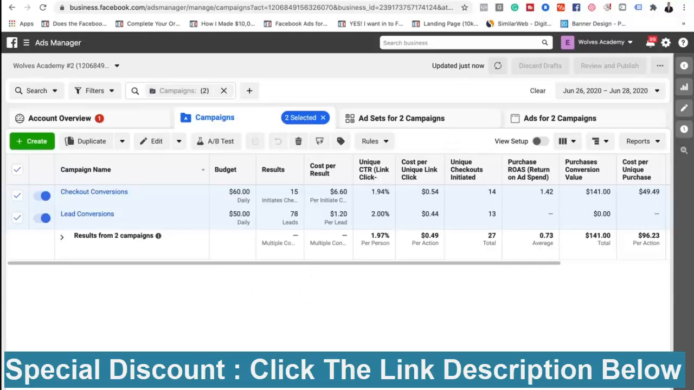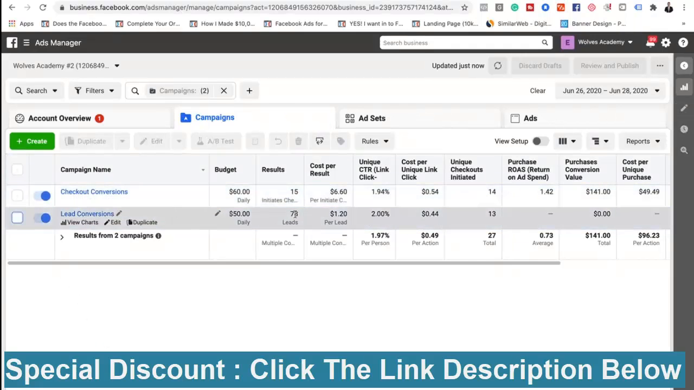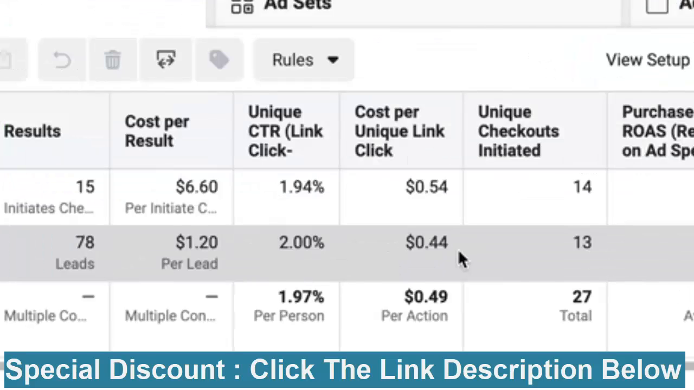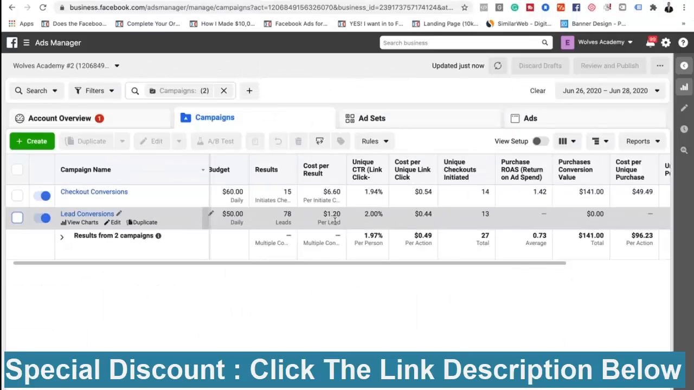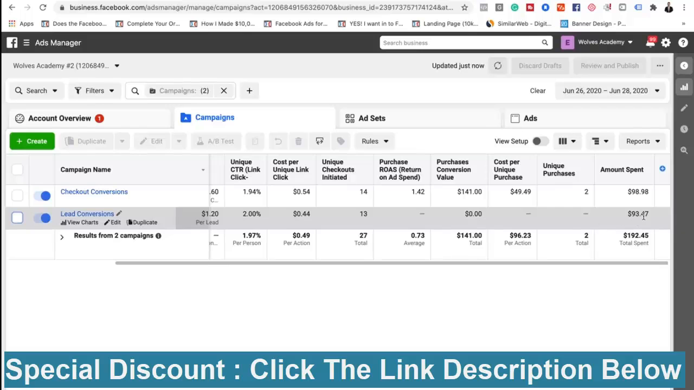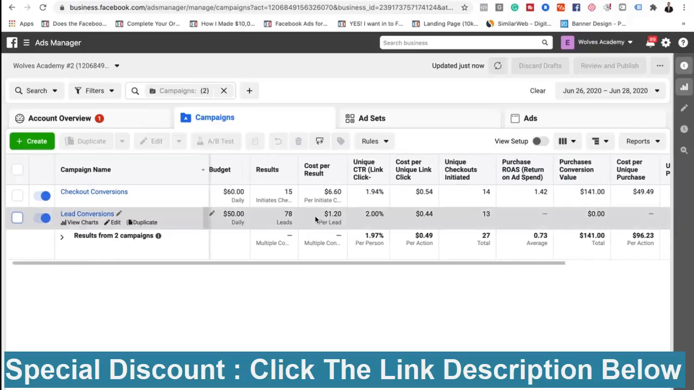All right, so this one's going to be pretty quick. Now, if you look at the last part of the training, you notice that the cost per leads were through the roof, and we made some minor adjustments. Not only were we able to get the cost per click down to 44 cents, but we were also able to get the cost per lead below our desired KPI, which is $1.50. Now, I have currently spent $93 and don't have any results.